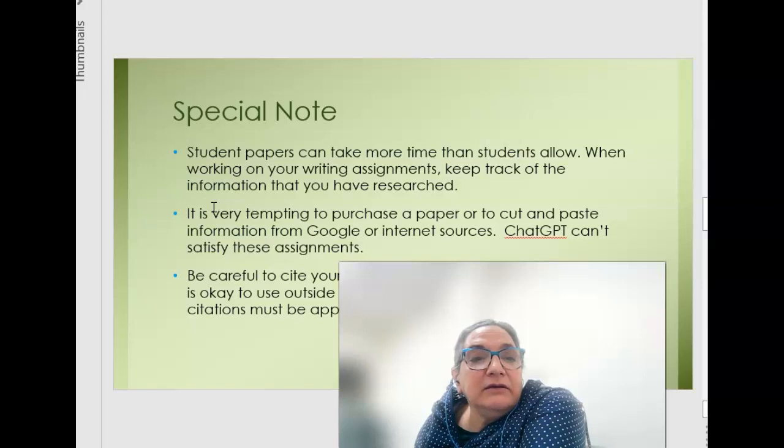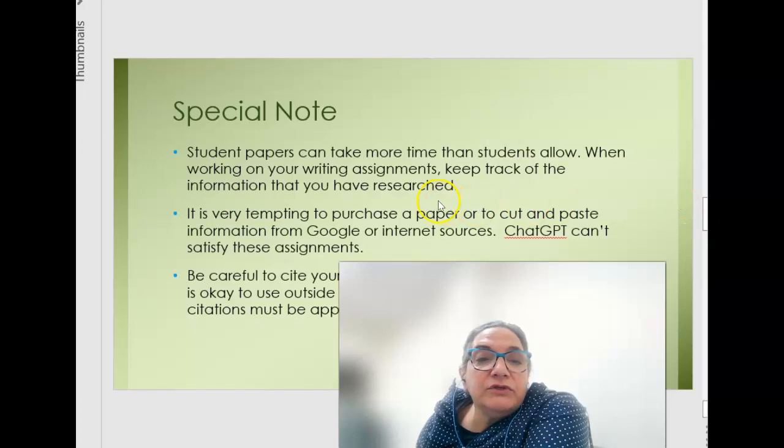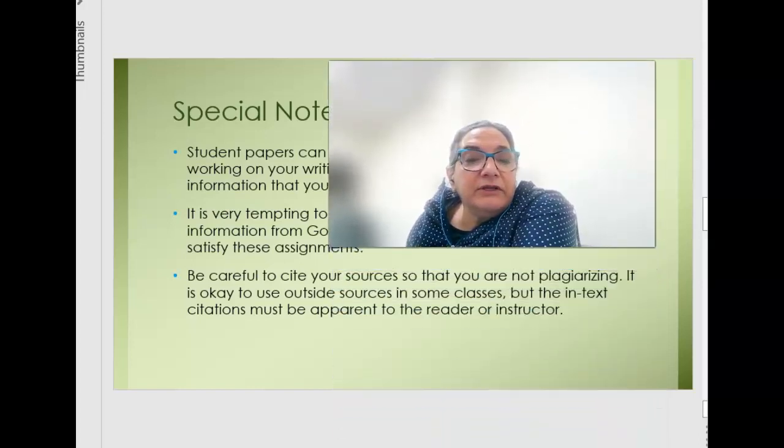What I'd like to highlight here is that student papers can take more time than students allow. So when you're working on assignments, you definitely want to keep track of your time. Another really important thing to think about is that most students know that they shouldn't use an AI or a ChatGPT, that these sources are not always reliable for college papers. So be careful that your sources are not plagiarizing. It's okay to use outside sources, but you have to include in-text citations. I think you all know this.